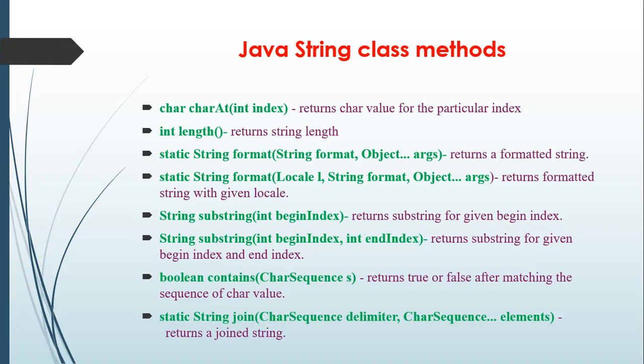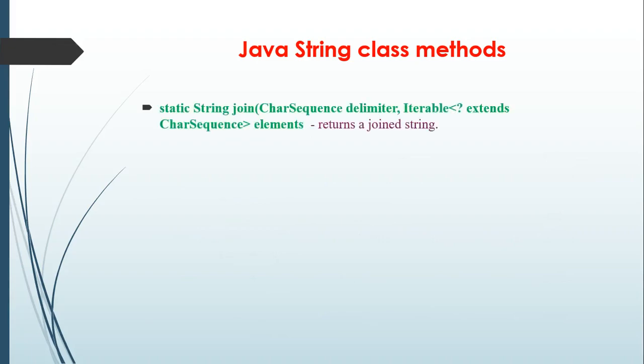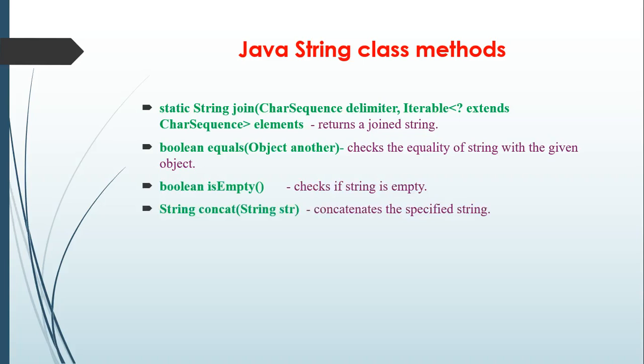String join returns a joined string. Next is static String join with CharSequence elements. It returns a joined string. Boolean equals checks the equality of a string with the given object. isEmpty checks if a string is empty or not. concat concatenates the specified string. This is a very important function in a string.